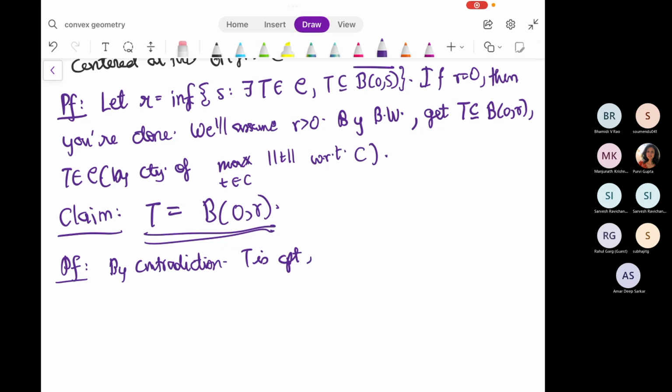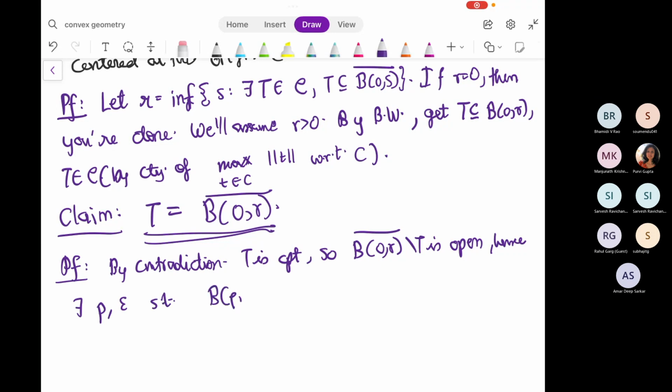B0r minus T is open. Hence, or rather it's the closure, excuse me. So you can find a point, say P, and a radius epsilon, such that the ball of radius epsilon around P is contained in this B0r set minus T.